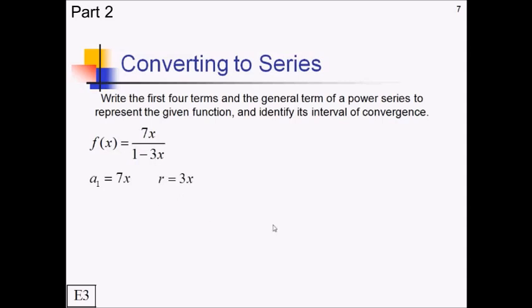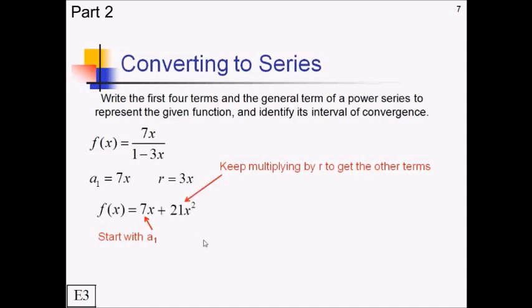Next, we're going to write out the first 4 terms of the series. To do this, we're going to start with a1. We know that's the first term of the series. So I'm going to write f of x equals 7x. And then I'm going to have to add some more things here. To get each additional term, well, this is a geometric series, so I'm just multiplying by r to get the other terms. So we've got 3x times 7x, that's 21x squared. And then pause the video and see if you can get the next 2 terms.